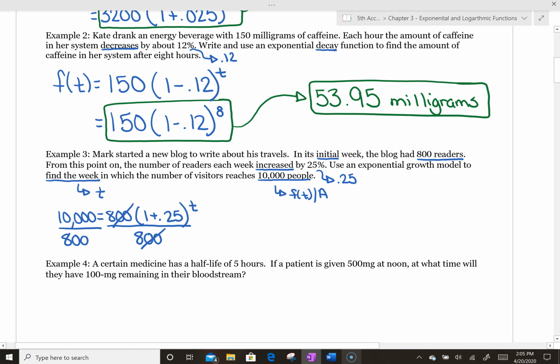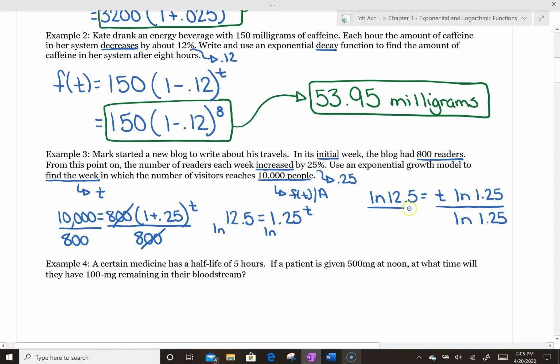Okay, so we should get 12.5 equals 1.25 to the t power. And then let's natural log both sides. So I'll just put a little natural log. And then we have natural log of 12.5 equals t natural log of 1.25. So then we want to divide by that natural log of 1.25.